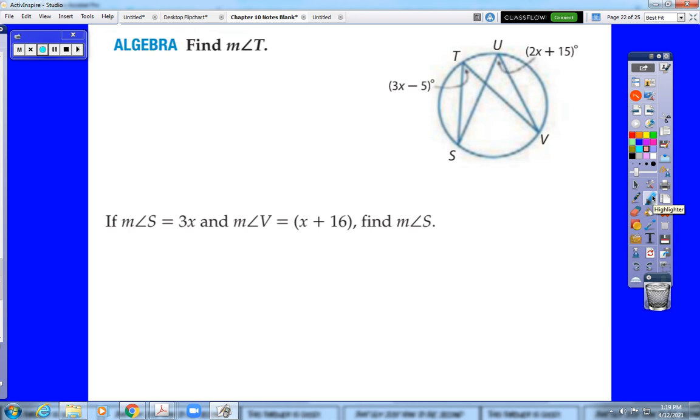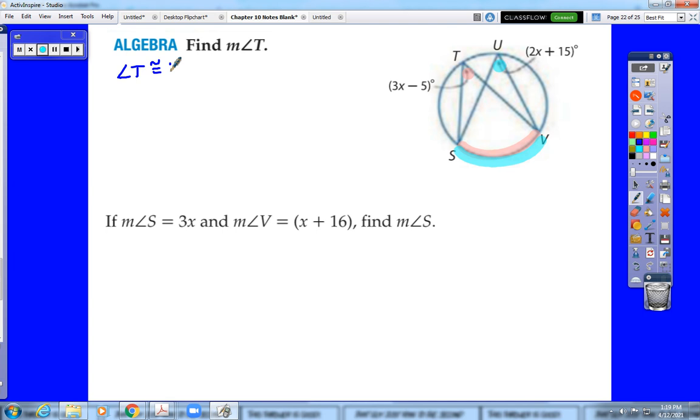SV, okay? Angle T intercepts arc SV. Would you agree with me on that? Okay, what about angle U? What does it intercept? Oh, the same arc. So if they both intercept that arc, what can we say about those two angles? They're going to have to be equal, okay?